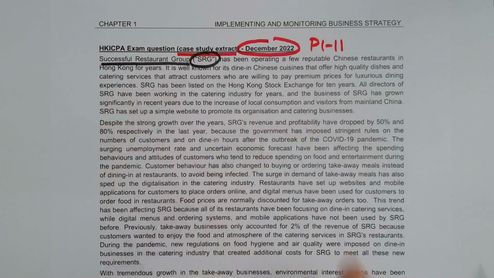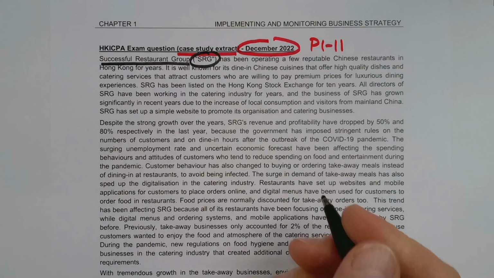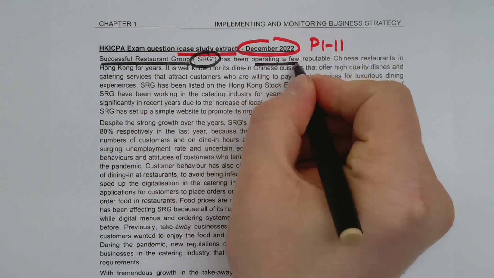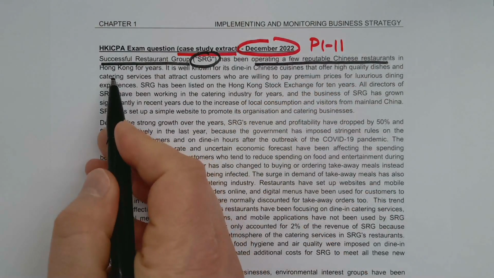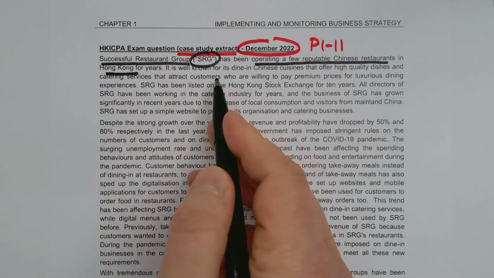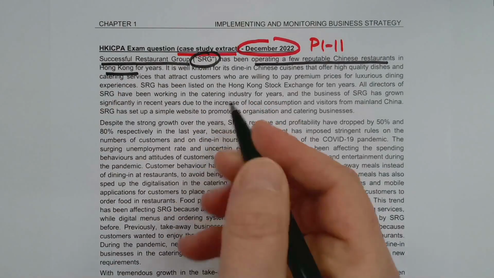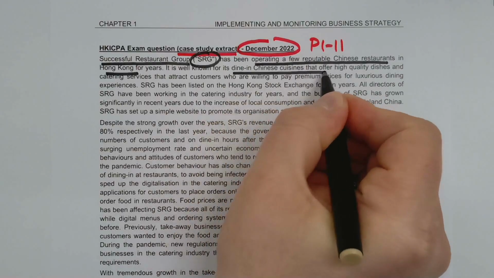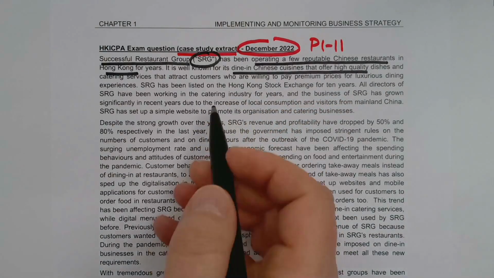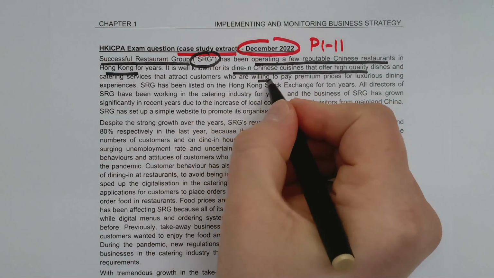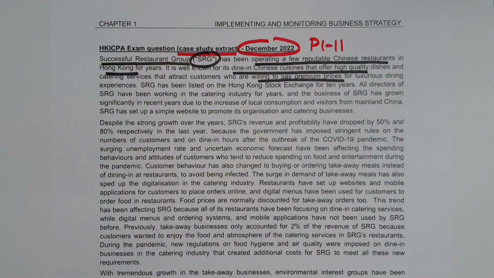We've got a company here called Successful Restaurant Group, SRG. We're told they're operating a few reputable Chinese restaurants. This is in Hong Kong for years. It's well known for its dine-in Chinese cuisines that offer high-quality dishes. It says for customers that are willing to pay premium prices for luxurious dining experiences. So fine, we've read the introduction. We can now picture the business.